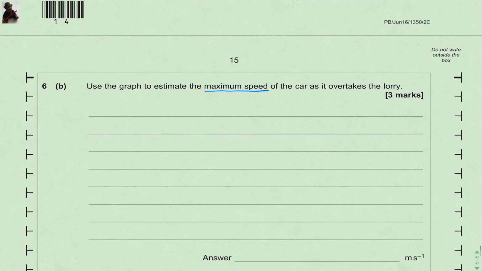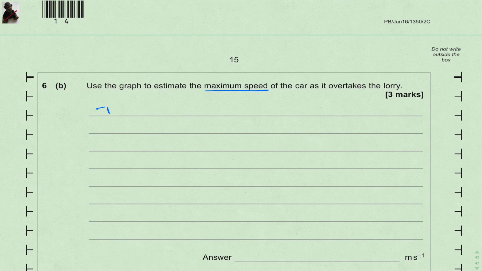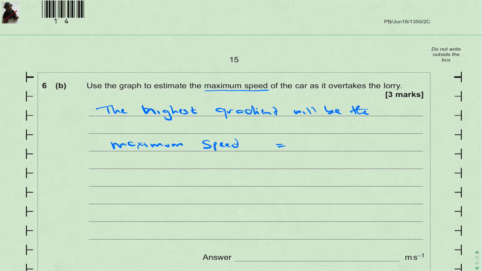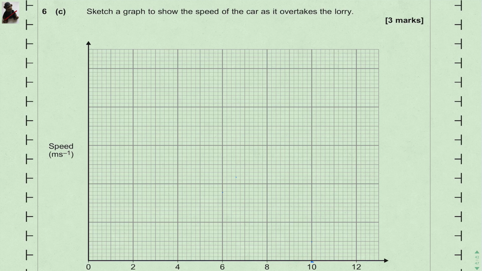So when I come back here, my highest gradient will be the maximum speed. So in this case, it's 18.75 meters per second. So I'll put 18.75 meters per second.